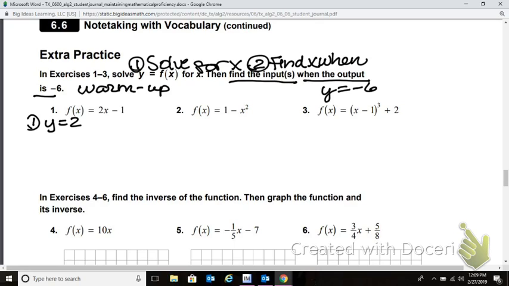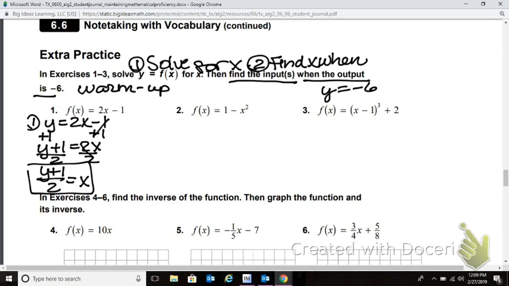So we'll replace f of x with y. And then to solve for x, we need to add 1 to both sides, and then divide by 2 on both sides. So you get y plus 1 divided by 2 equals x. So that's step 1.